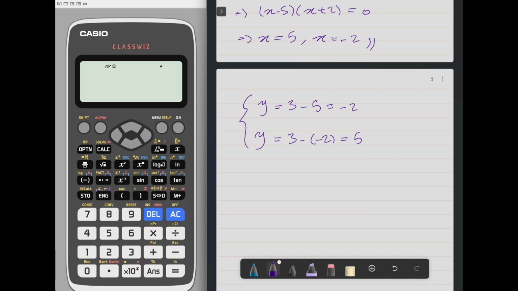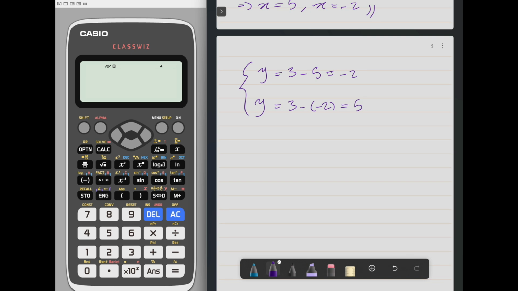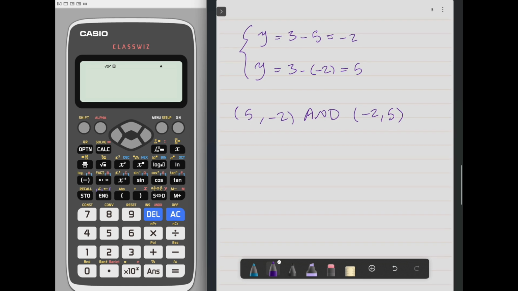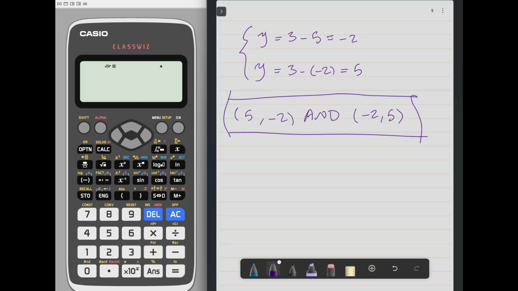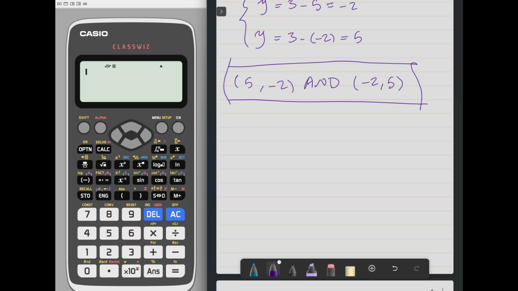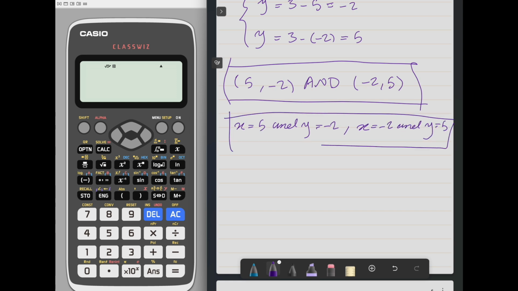So now you have to write your answers for x and y in pairs. How? You're either going to write 5 and minus 2, and minus 2 and 5. This is one way of writing it. Another way, you can write it as x equal to 5 and y equal to minus 2, or x is equal to minus 2 and y is equal to 5. This is another way of writing it.